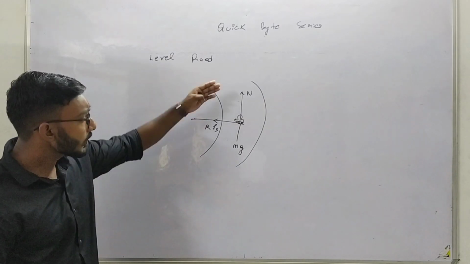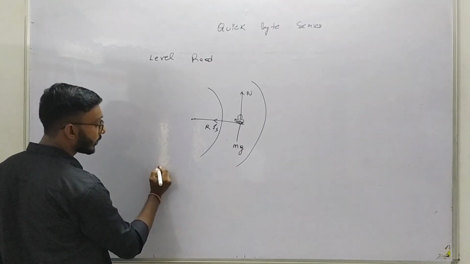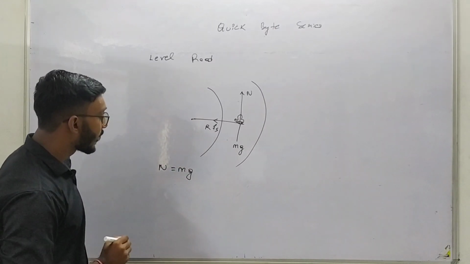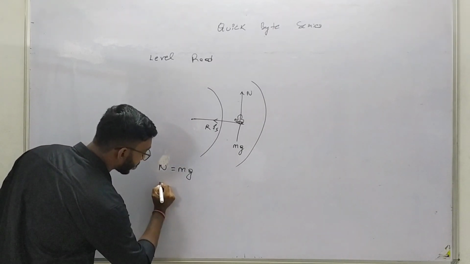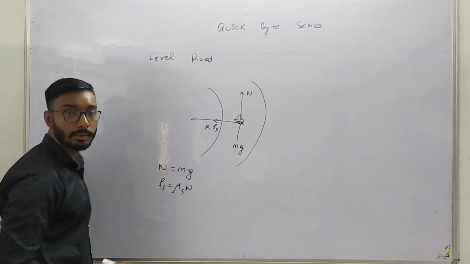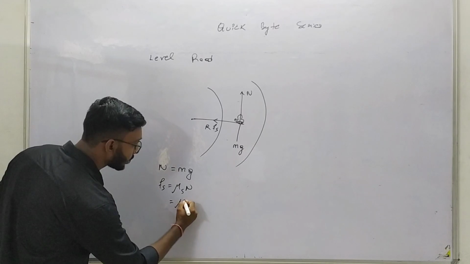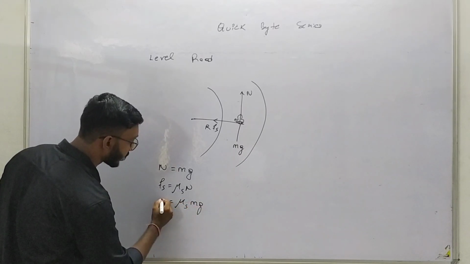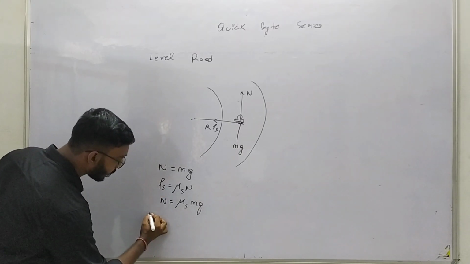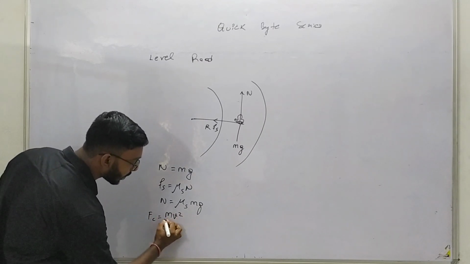This normal balances the weight of the car, so we can write N equal to mg. Static friction is mu s N, where mu s is the coefficient of static friction and N is the normal. Substituting, it will be mu s mg. Now let us consider the centripetal force, which is F equal to mv square by r.